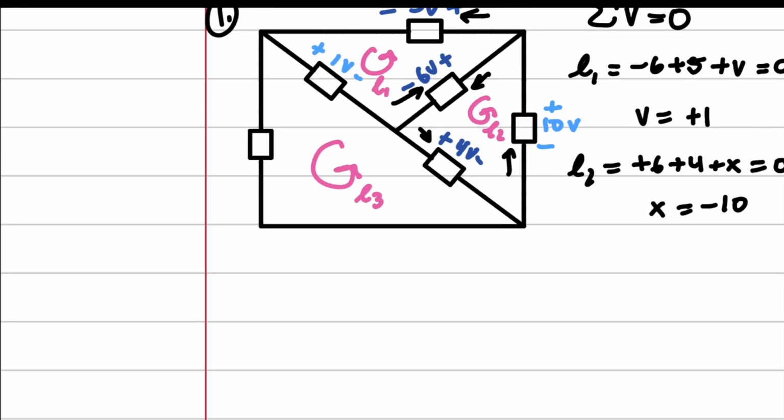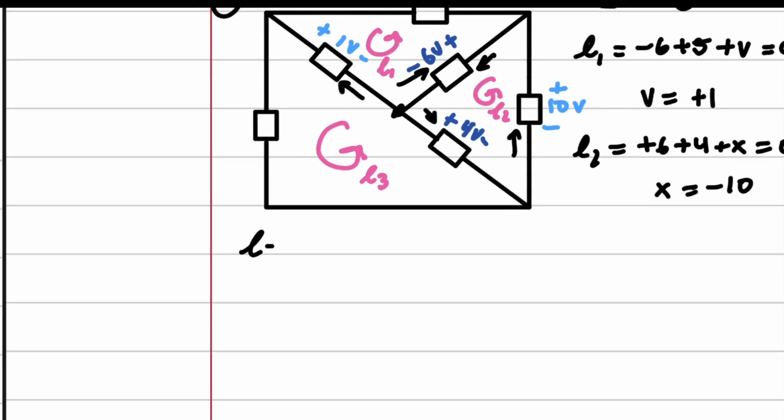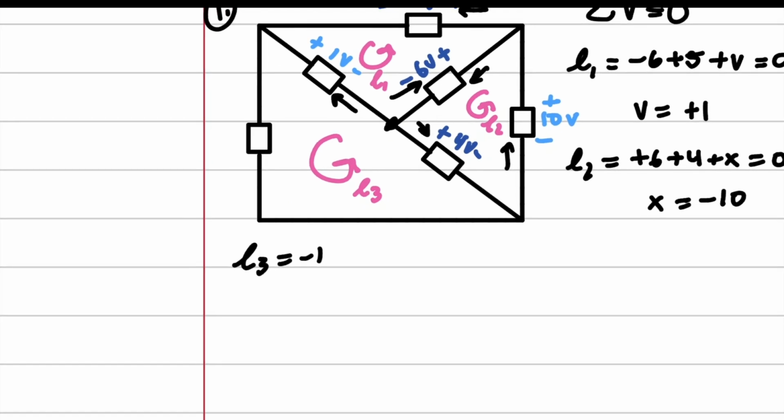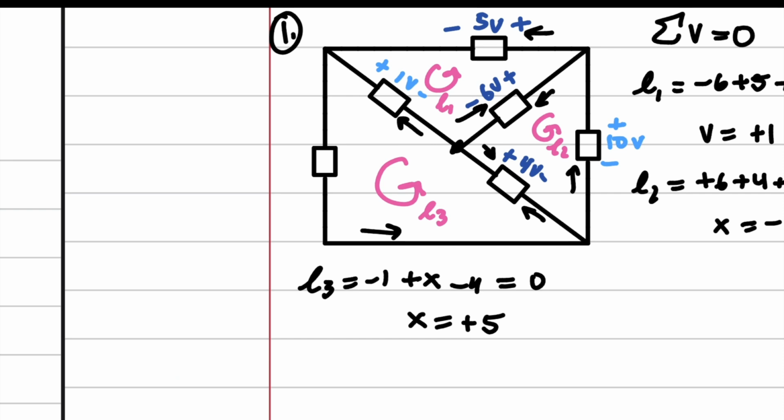So we've got going in this current right here, pretend we're starting here. It doesn't matter where we start. And we got loop 3 equals -1 plus x minus 4, because we are going around like this, equals 0. And we got x equals +5. Okay, so then that means this guy going in this way is +5 volts. Sorry, let me just be consistent here. +5 volts and minus.